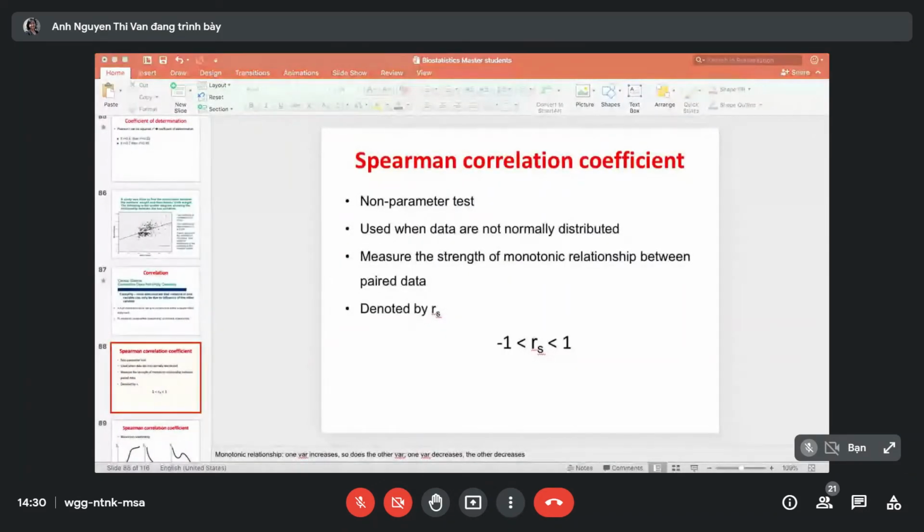So now we move to the second correlation test. It is the Spearman correlation coefficient.